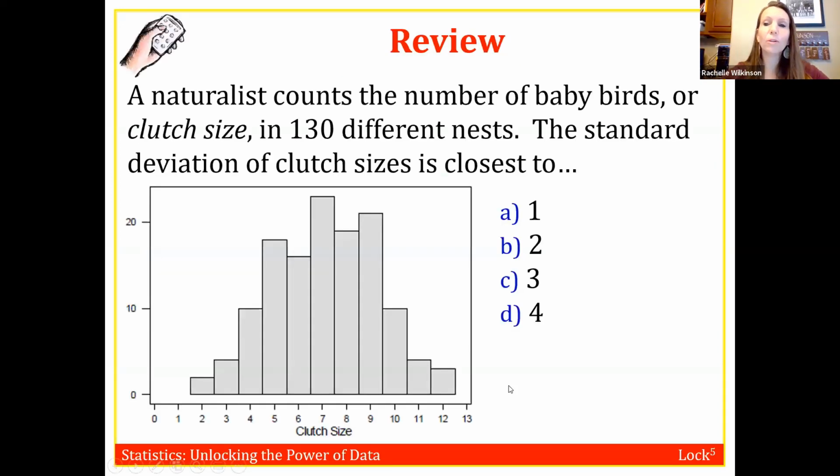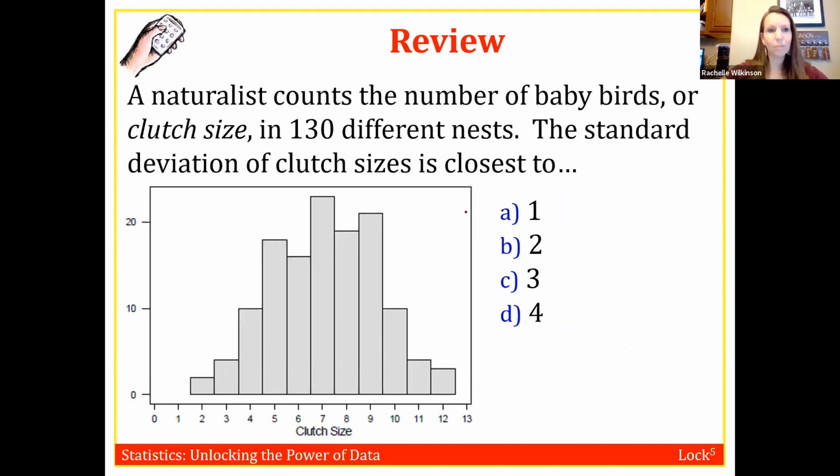All right, so a couple review questions to start out with. This first one, a naturalist counts the number of baby birds, or the clutch size, in 130 different nests. The standard deviation of clutch sizes is closest to, so use the 95% rule that we talked about last time and see if you can estimate what you think the standard deviation is. And you can put your answer in the chat window when you get there.